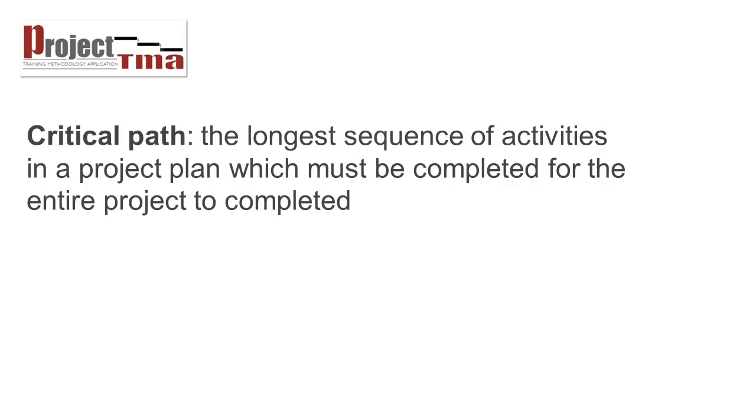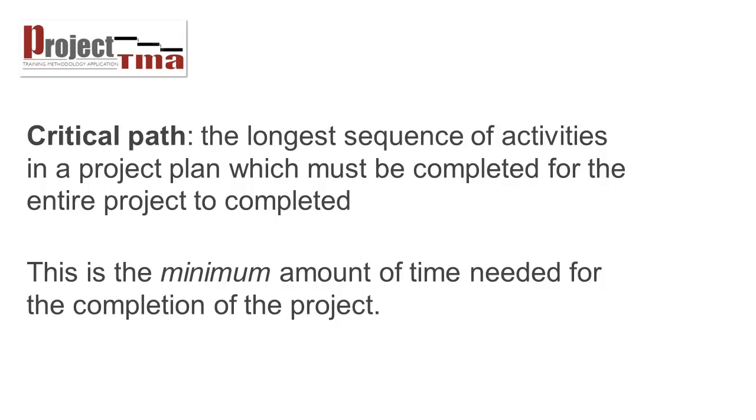Let's start off with a simple definition of critical path. Critical path is the longest sequence of activities in a project plan which must be completed for the entire project to be completed. This is in fact the minimum amount of time needed for the completion of the project. Now that sounds almost contradictory, so the best way to have a look at it is on a Gantt chart.